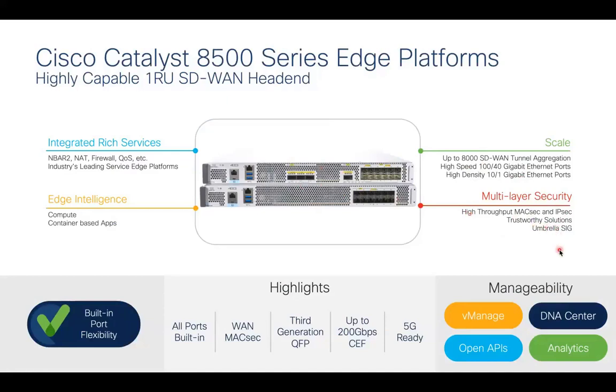We have Umbrella SIG implemented. Edge compute is one more key thing where we have one dedicated core available for edge compute. You have integrated rich services in the form of NBAR, NAT, firewall features, and comprehensive QoS also all readily available. The platforms can be managed by vManage in SD-WAN use cases and DNA Center for traditional routing use cases.